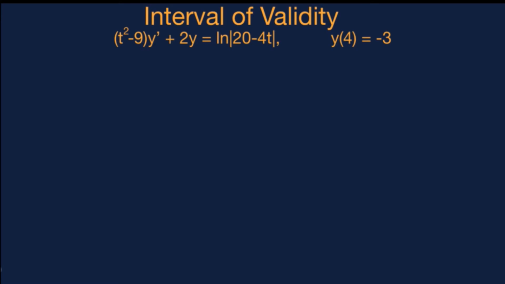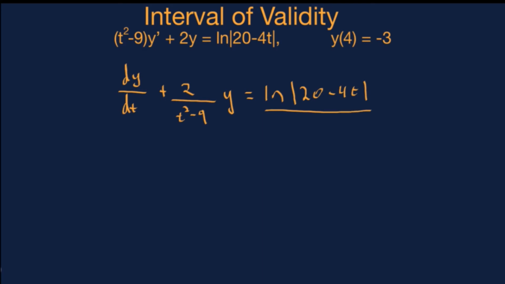equation. So first, let's put it in the correct initial form by dividing the equation by t squared minus 9. That will give us the derivative of y, and I'm just using the Leibniz notation here, with respect to t, plus 2 over t squared minus 9 times y is equal to the natural log of the absolute value of 20 minus 4t over t squared minus 9.